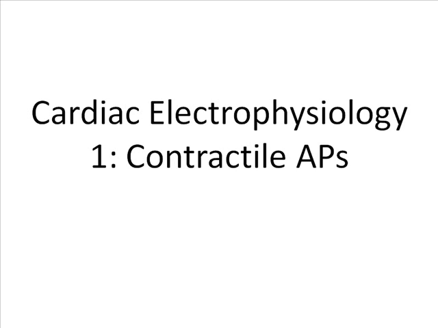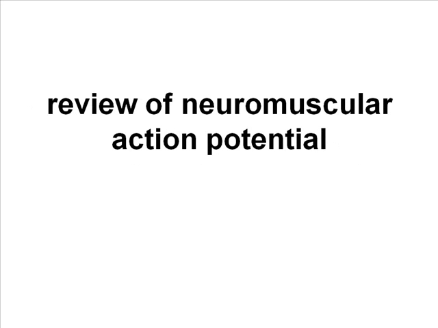I want to begin this with a brief review of action potentials as they occur in neuromuscular tissues, so in skeletal muscle or in neurons, because my experience over the years is if you know neural action potential well, cardiac AP is just a slight modification of it. So as different as it looks, you can learn cardiac AP much more effectively if you know neural AP first. So with that in mind, let's take a look at our graph.